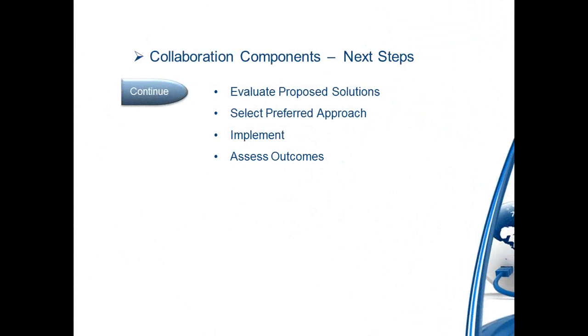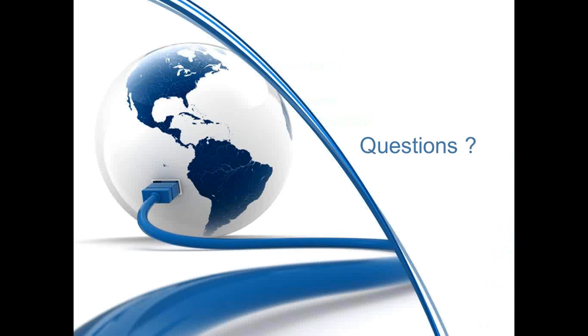The next steps in this process won't be done today, but would follow on with evaluate proposed solutions, costs, to adjust them appropriately, select a preferred approach in each case, and then the money gets spent when we do the implementation, and then finally a feedback. In the collaboration process, we always want to assess the outcomes.